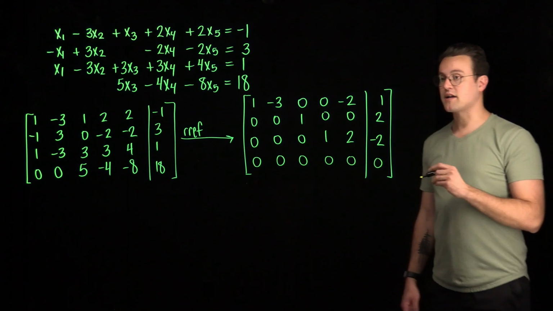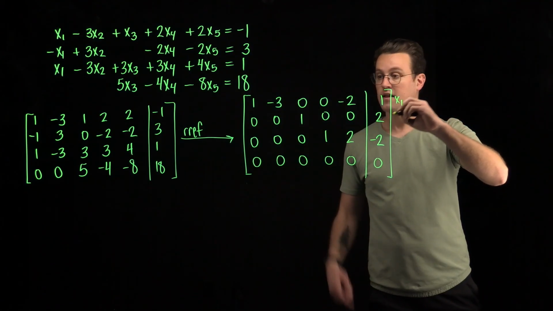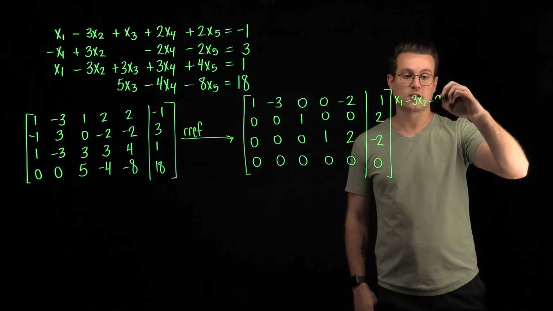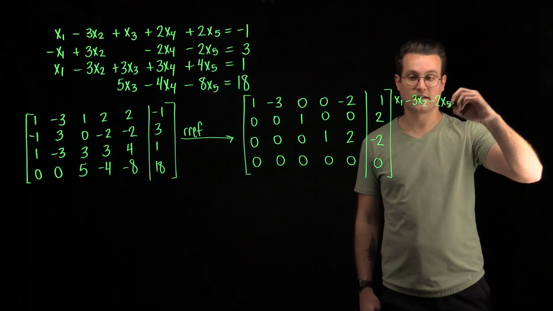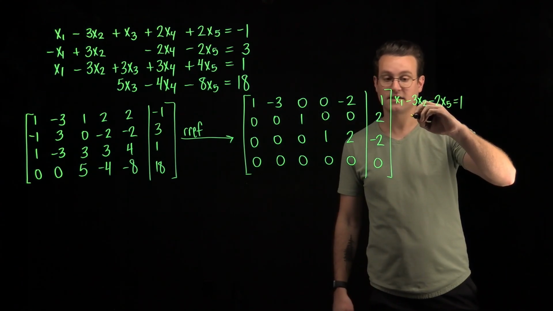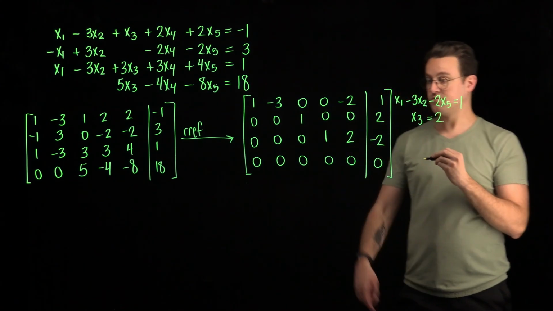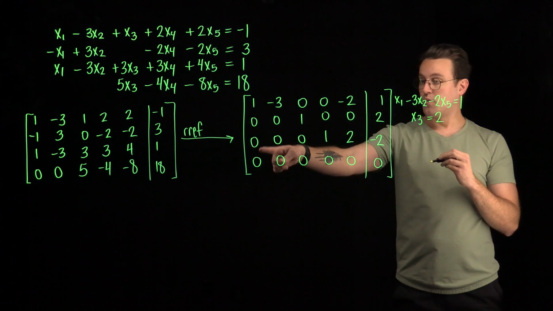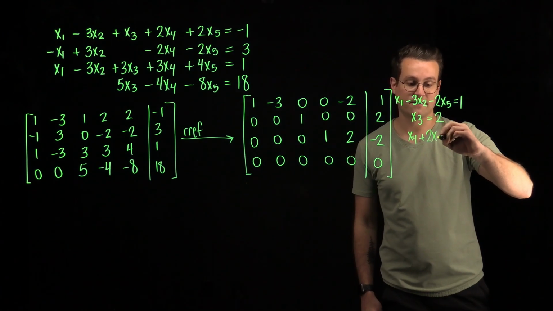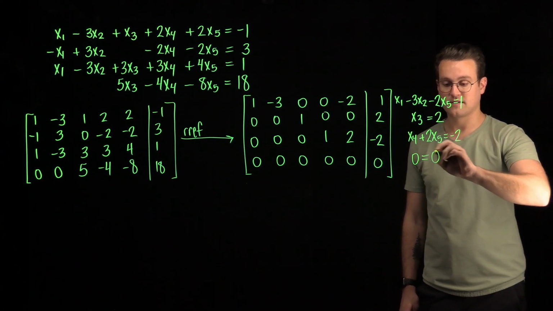Okay, so now I want to go back and write this as a system of equations. So I have x1 minus 3x2 minus 2x5 equals 1. Then x3, nothing else, equals 2. And then x4 plus 2x5 equals -2. And then 0 equals 0.